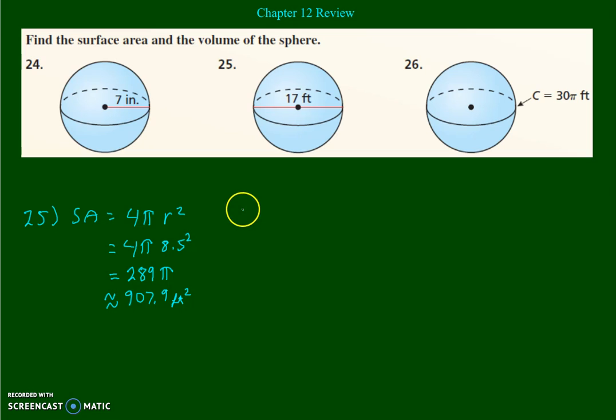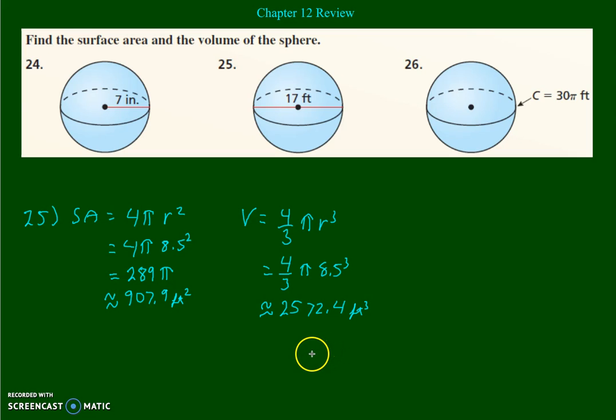The volume is going to be 4/3 pi r cubed, which is 4/3 pi 8.5 cubed, which gives us approximately 2572.4 cubic feet.